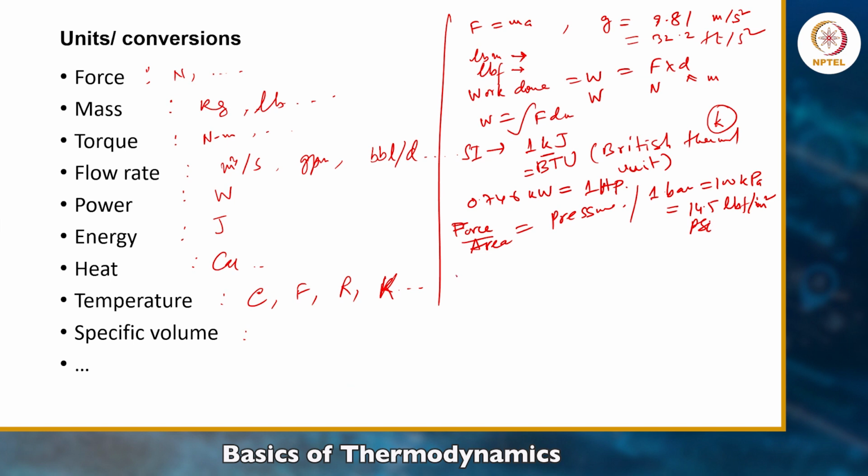Torque, F into R. Force and radius you multiply. Torque means, like when a shaft is there, you're twisting. So your marine shaft is there, and you're twisting it. Twisting means the engine is producing power and the propeller is running. So because of torque transfer, the shaft is transferring torque. How to measure the torque? Torque means the radius of the shaft and how much force you're applying. That is called torque.